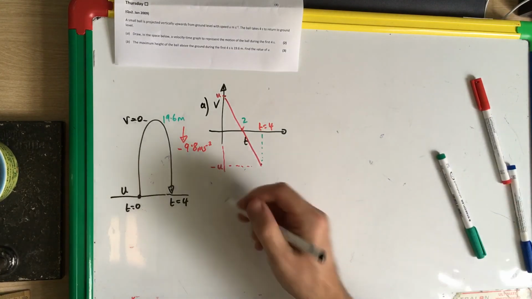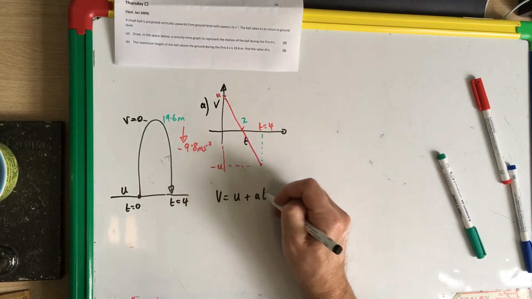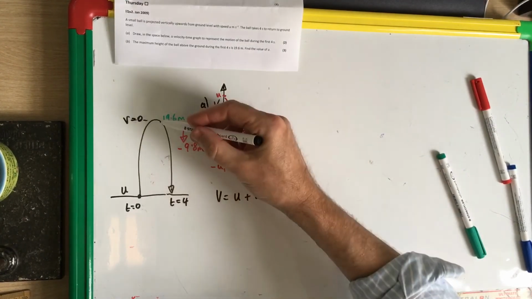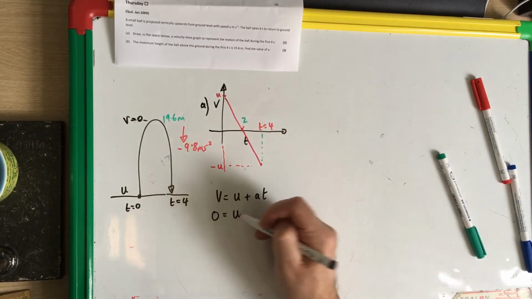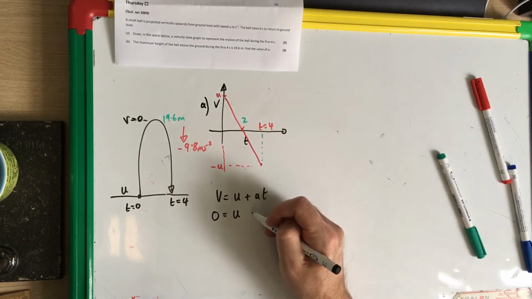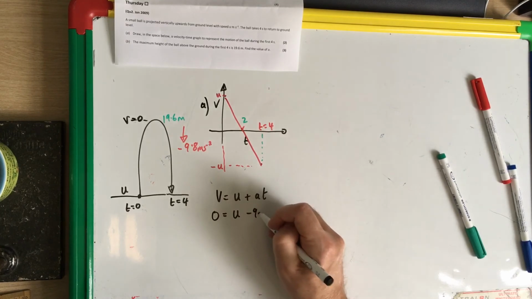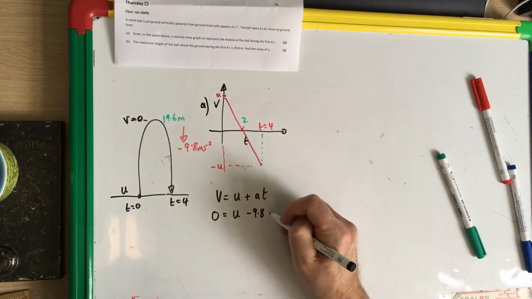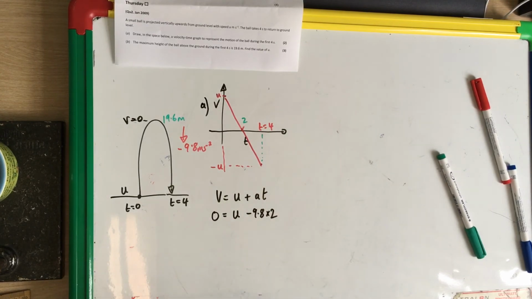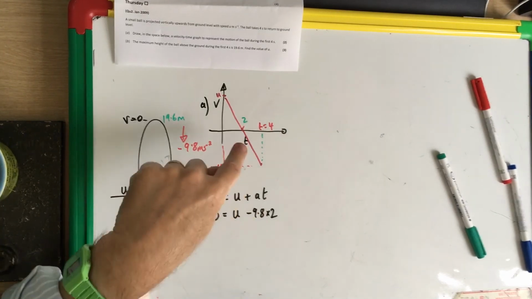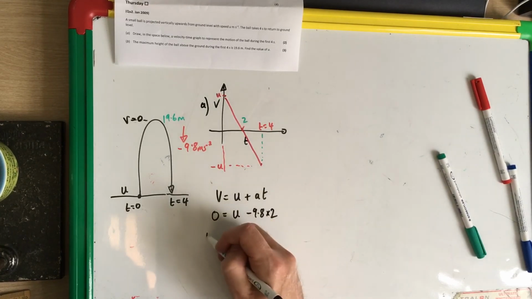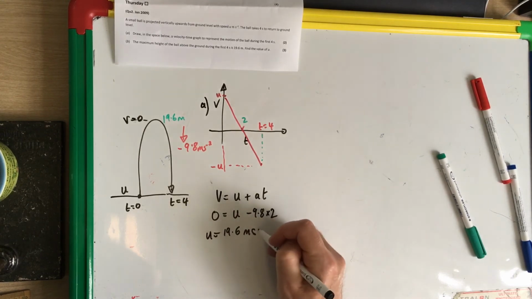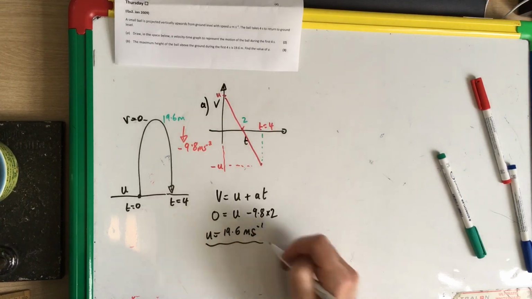So I'm just going to go v equals u plus at. We can use that one because we know the time, we know it's halfway, so we know it's 2 seconds. The velocity is 0. The initial velocity we don't know. We know that the acceleration is minus 9.8, and we know it took 2 seconds. In fact, we've not even used the 19.6. We've just used the time of 2 seconds. So that is minus 19.6. So u is 19.6 meters per second, to the minus 1.